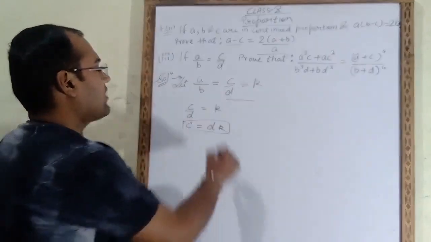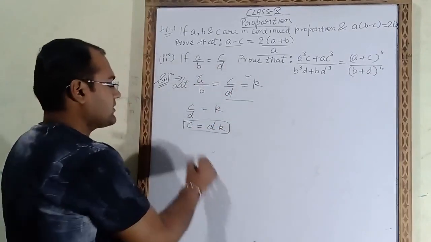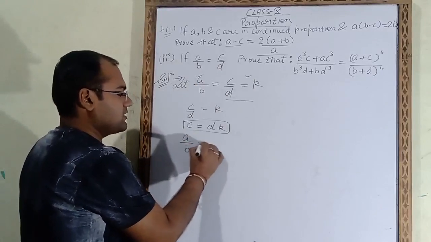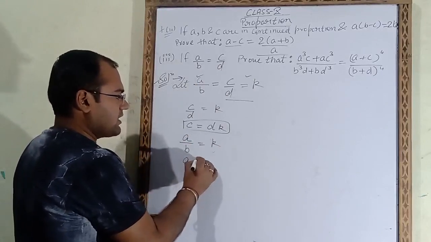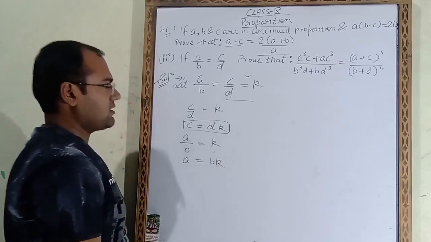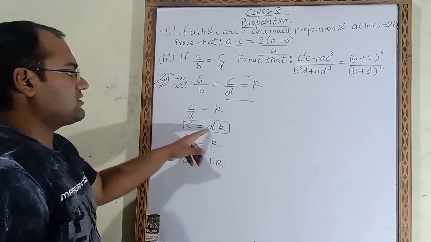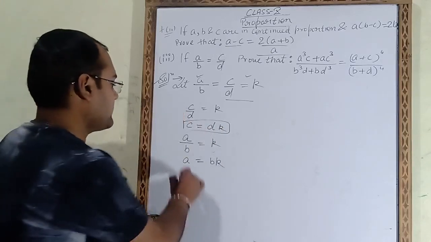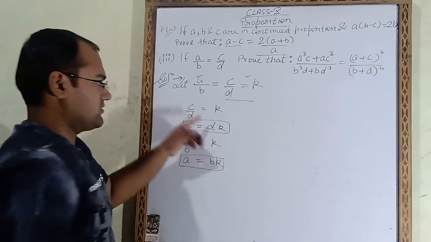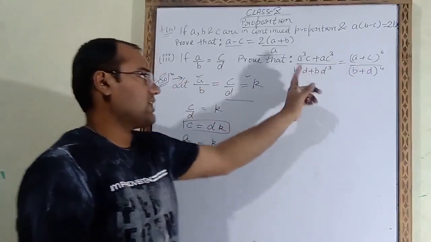Now what we will do? We will take A upon B is equal to K. That means A is equal to BK. A is equal to BK and C answer is equal to DK. Two answers we got. Now we have to prove that this side is equal to this side. Left hand side we will solve.